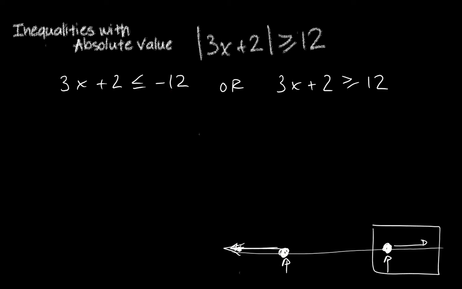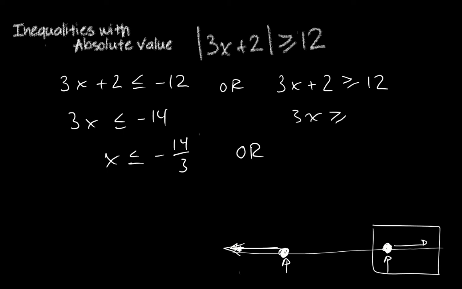Now to solve these, at that point, it's pretty straightforward, right? On each side, I'm going to take away 2 for both of these equations. So I could write this as 3x is less than or equal to negative 14 if I take away the 2. Therefore, x is less than or equal to negative 14 thirds. Or it's the case that 3x is greater than or equal to 10. And if I divide both sides by 3, x is greater than or equal to 10 over 3.